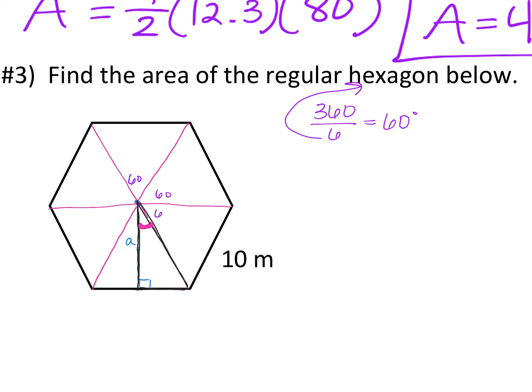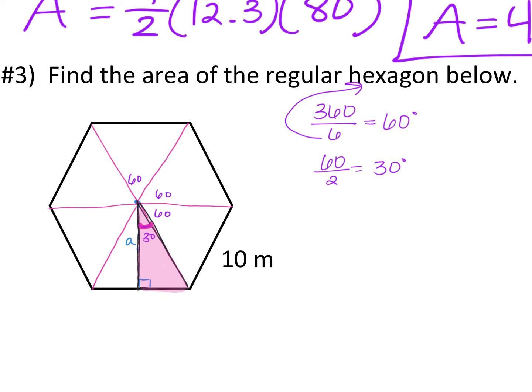60, 60, 60. So what is this little pink angle? 30, right? Cuts it in half. So you're going to take that 60 and cut it in half, and you get a 30-degree angle. Now, your apothem is perpendicular. So if you look at that black triangle that I drew in here, let's just shade it. This triangle, the pink triangle.